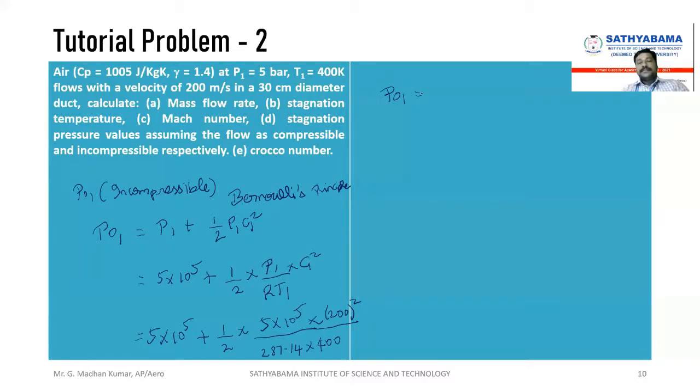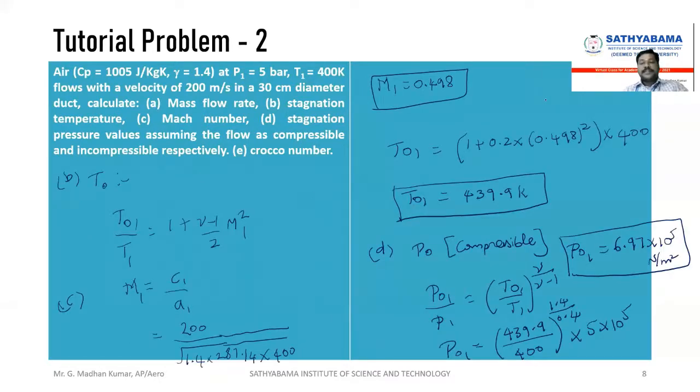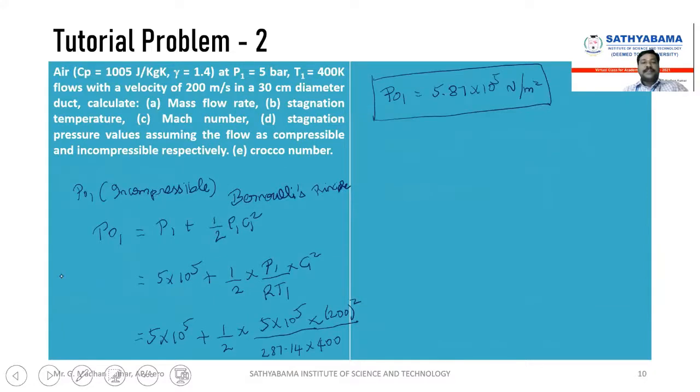Need the answers into 10 to the power of 5. What is the exact answer? 5.87, correct? Correct. So 5.87 into 10 to the power of 5 Newton per meter square, right? Value of P naught. See, if we treat the flow as an incompressible flow, then the value is 5.87 into 10 power 5. But if we are treating this as a compressible flow, we are having the greater value, that is 6.97. Since you are treating the air as a perfect gas, right?